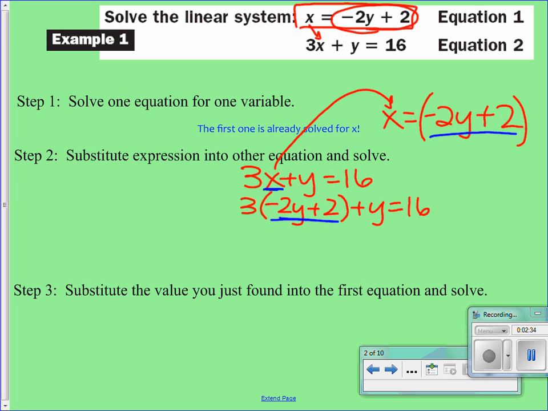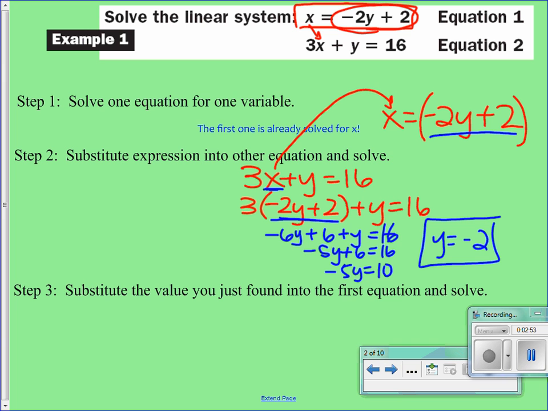Now that we have that, we're going to be able to solve for the value of y. So this is negative 5y plus 6 equals 16, and y equals negative 2. You have one value of your ordered pair. We know that y equals negative 2.